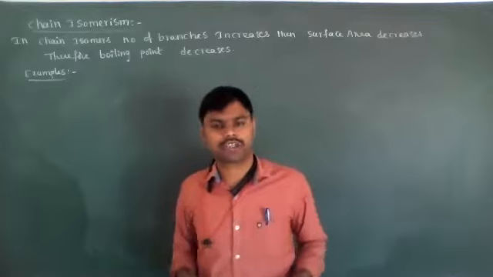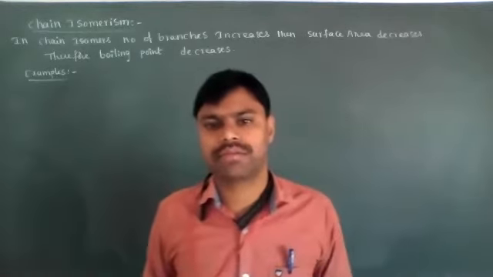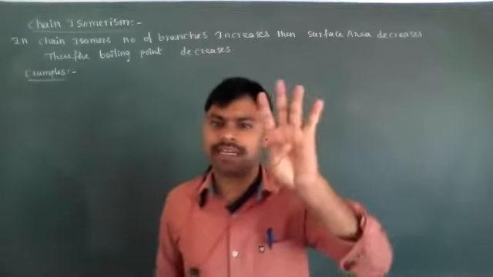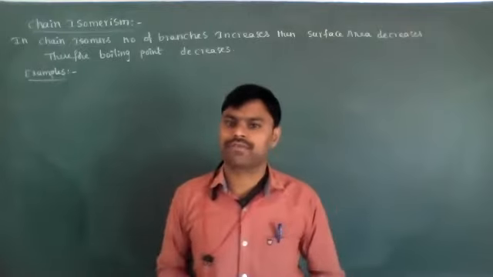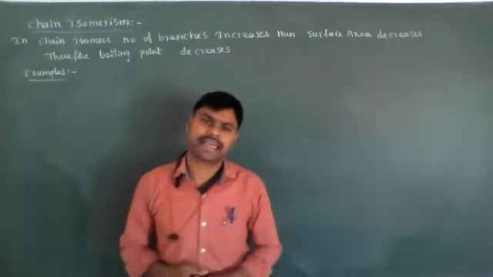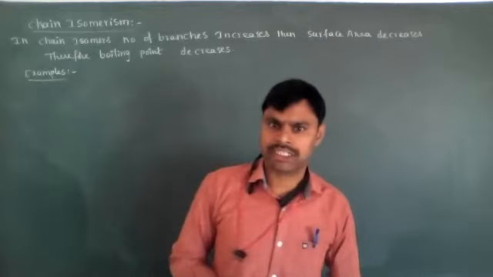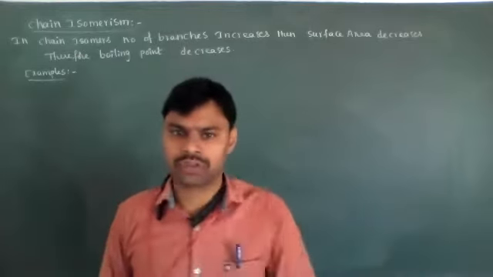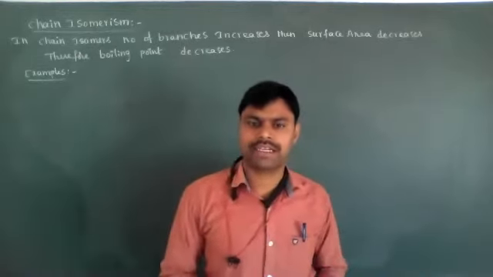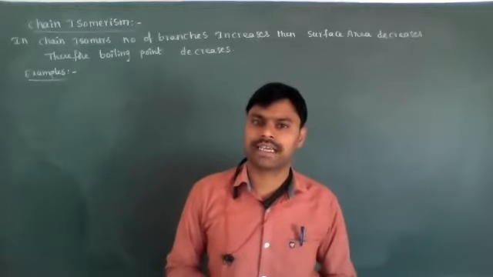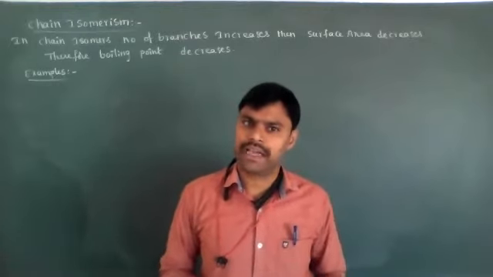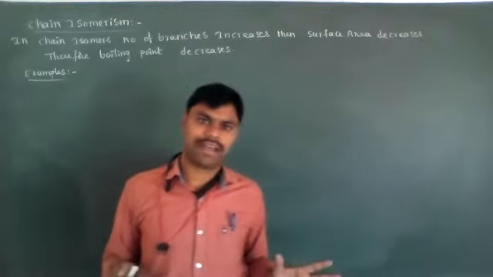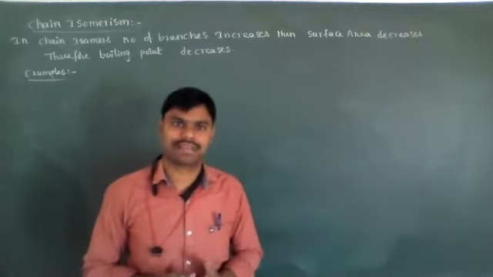In order to show chain isomerism, minimum how many carbon atoms are required? 4 carbon atoms are required. The 4 carbon alkane is C4H10. It has 2 chain isomers: one is n-butane, the second one is isobutane. Like that, 5 carbon atoms also. Now we know very well regarding chain isomerism examples.